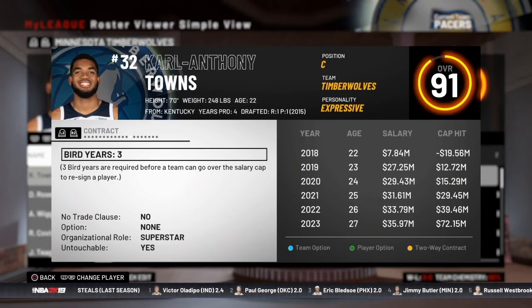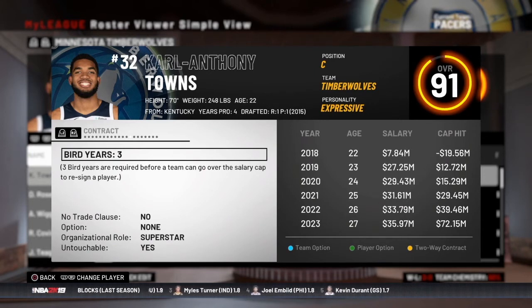Karl-Anthony Towns was drafted in 2015, and he's played 3 years with the Timberwolves, so he's accumulated 3 bird years by playing with the same team. And you can see in 2018 that's his 4th season with the Timberwolves.